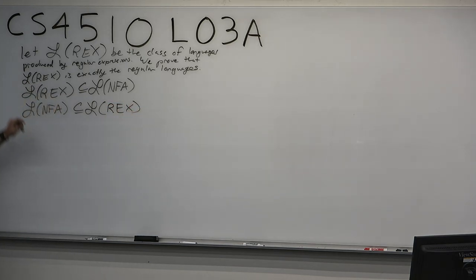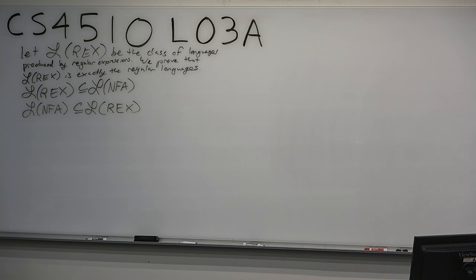Recall a little bit of elementary set theory. If you show double containment, then they could only be equal, right? The first one shows that the NFAs are at least as powerful as the regular expressions. The second one shows that the regular expressions are at least as powerful as the NFAs. So combined, they only could be the same, right? That's enough to show that they decide exactly the same languages. Yes?